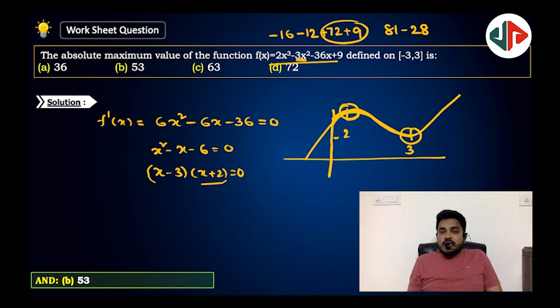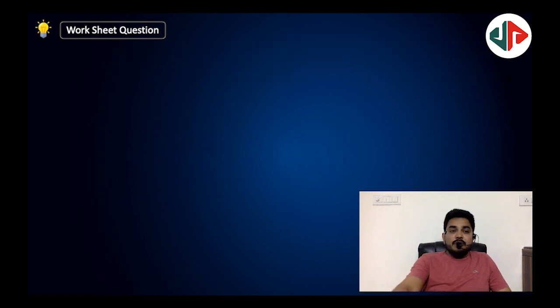So for this question, you are starting from your curve and you are going here. So this is the maximum. If someone is asking the minimum, you need to check what is the value of f of minus 2, f of minus 3 and f of 3. Whichever is the lowest, that is going to be the minimum value.